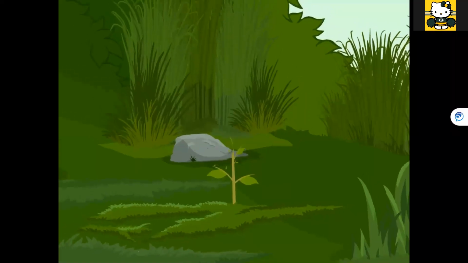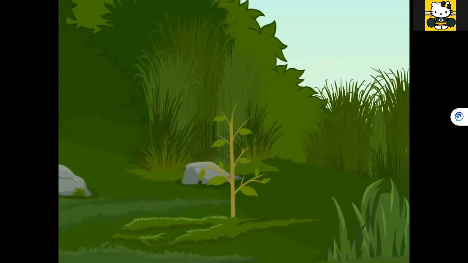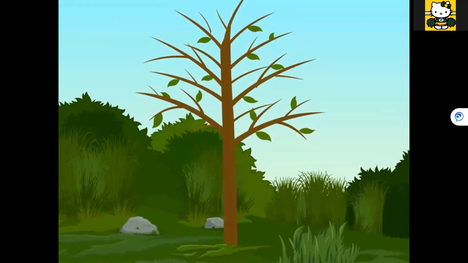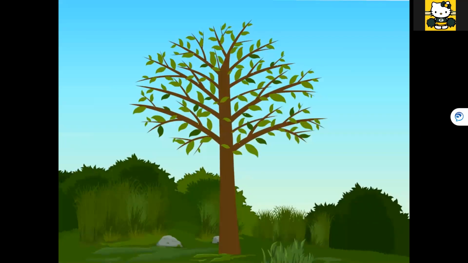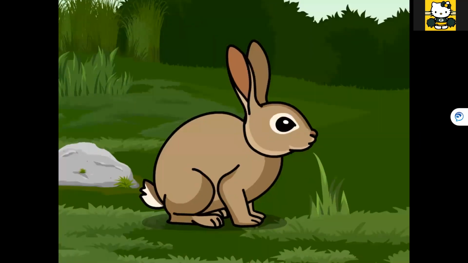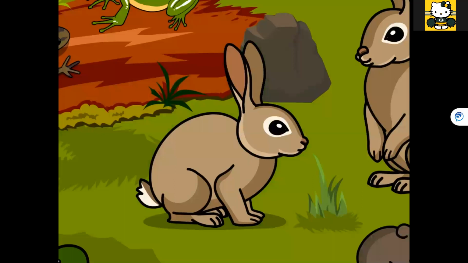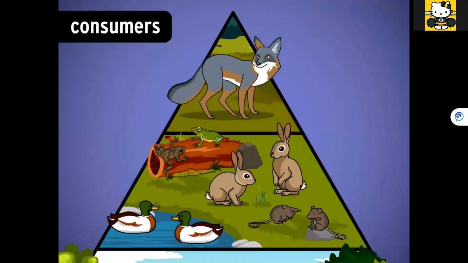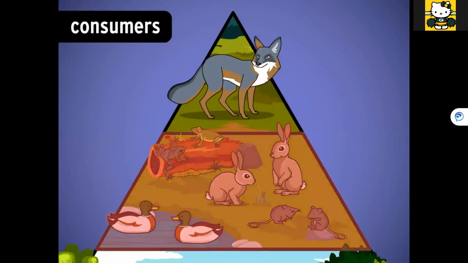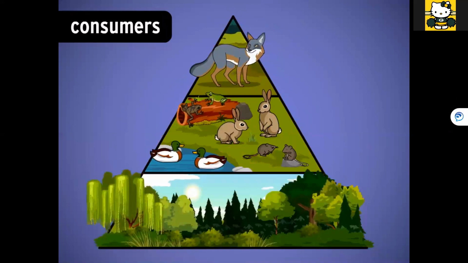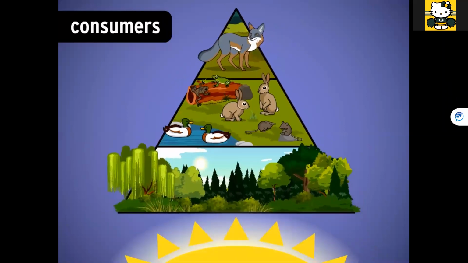On land, most producers are plants. They use most of the energy they get from sunlight to live, grow, and reproduce. And they store the rest of it in their bodies. When a bunny eats a plant, it gets some of that leftover energy. Since rabbits have to eat or consume other organisms to survive, they're called consumers. If a fox eats a bunny, then it gets some of the energy the bunny got from plants. So, all the energy in ecosystems ultimately comes from the sun.